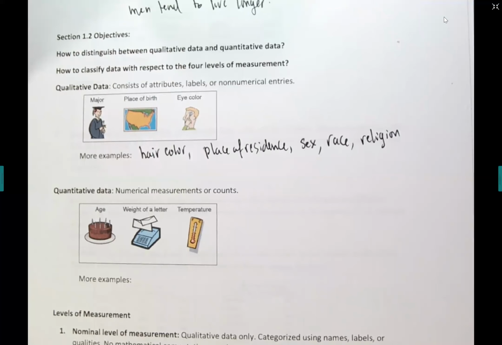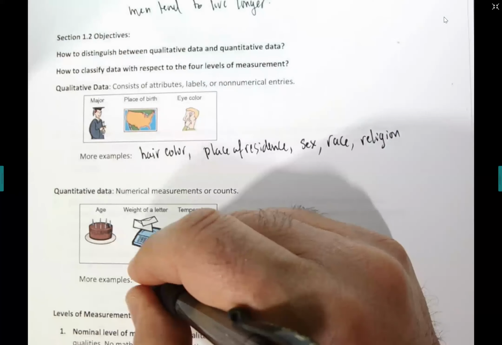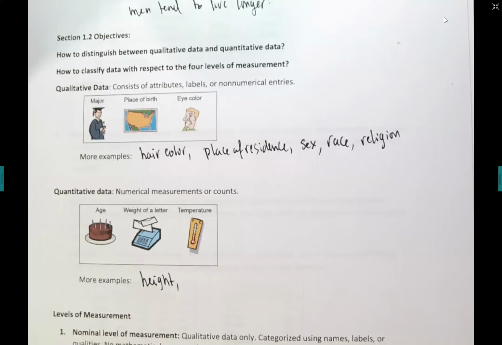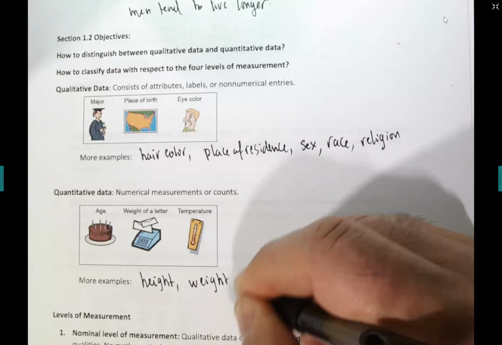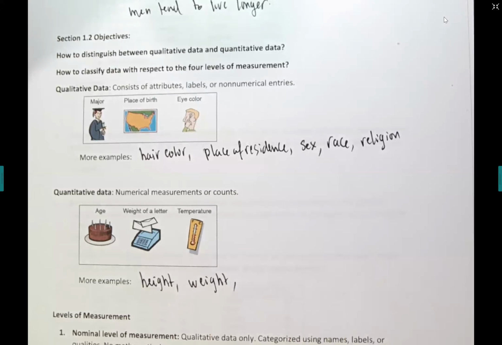Height, yes. What else? 2 more. Weight. Okay. A student says bank account. Do you think, guys, bank account is, although it's a number, but is it a number that you can crunch? You can add, subtract, multiply, divide? No. Bank account, guys, is a label. So it is qualitative. Although it has numbers, but the numbers mean nothing in there. So it goes under qualitative data.